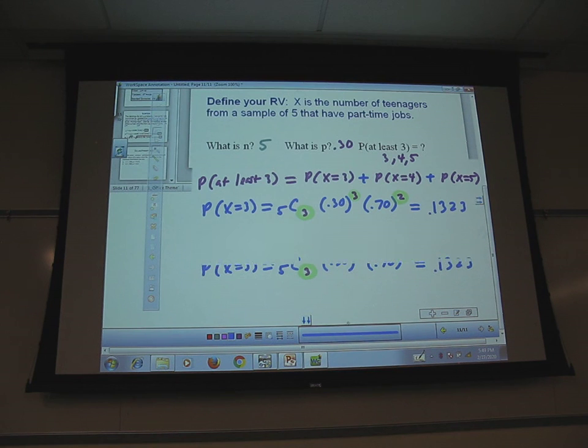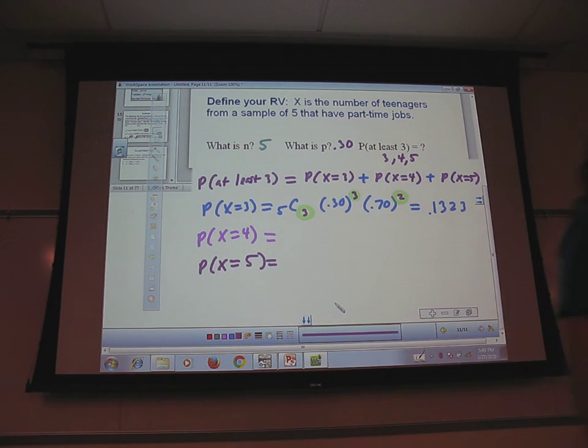You guys find the probability that x is 4, and find the probability that x is 5. So do that now, kind of quickly, if you can. And then we'll add them up, right? And then we'll take a break till 5 after.